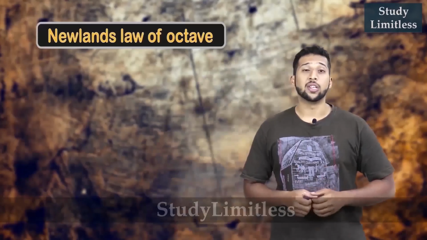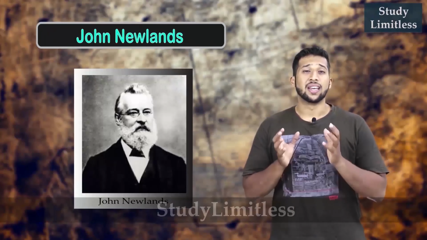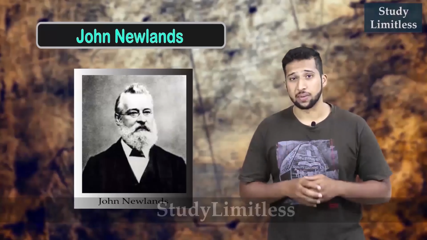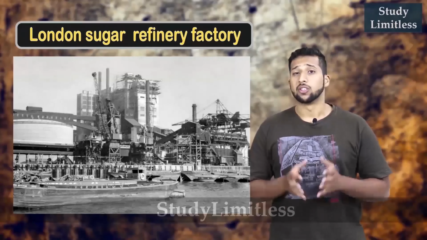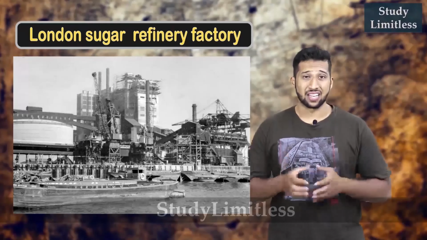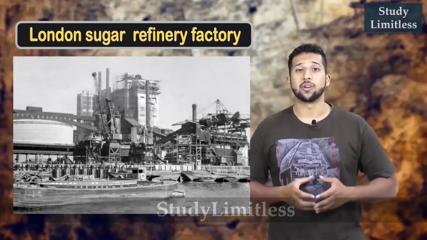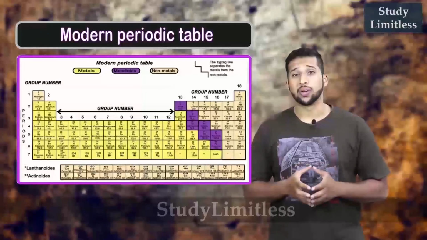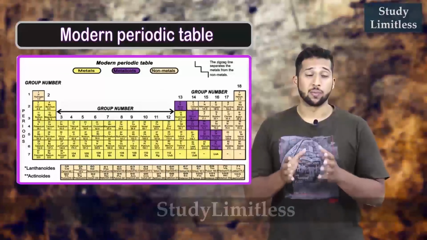Now let's start off with Newlands octaves. John Newland was a chemist who had established himself as an analytical chemist in the year 1864. He went on to work for James Duncan's London sugar refinery in the year 1868. Within this time, he had made quite a few improvements in the processes of the refinery. Apart from that, he also had significant input and contributions to the periodic table.